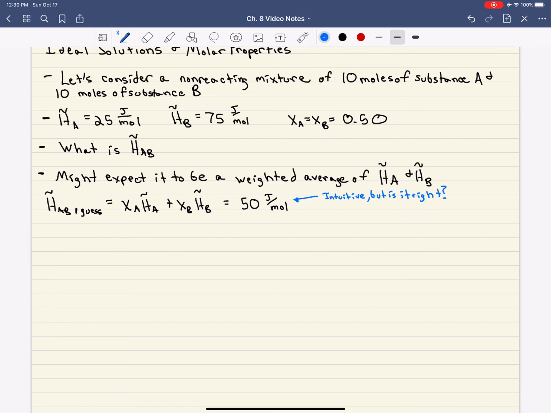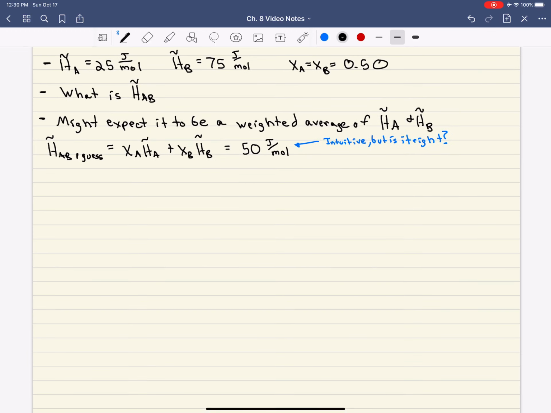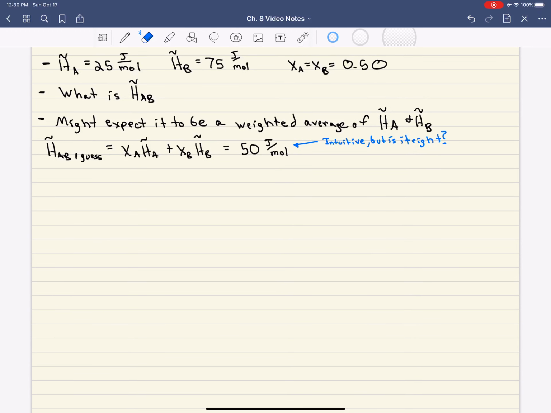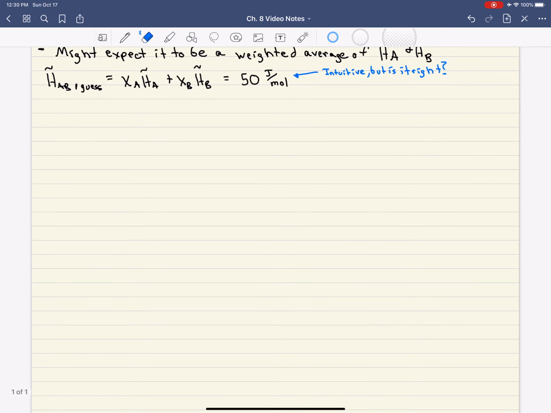But is this answer the correct one? Is this actually what the molar enthalpy of the mixture is going to be? Okay? Alright, and so in real life, if you wanted to evaluate this, you would do some sort of experiment. Okay? And so, let's do a thought experiment involving 4 different pairs of chemicals. Okay?